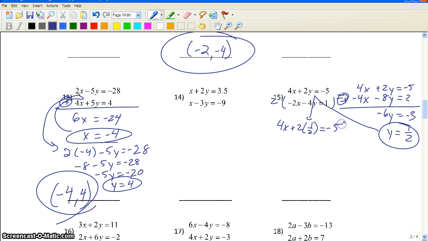And then equals negative 5, so we get 4x plus 1 equals negative 5. Minus 1 both sides, 4x equals negative 6. X equals, divide by 4, that's going to be negative 3/2 when we reduce it. So we're going to get the two values. X is negative 3/2 and y is positive 1/2.